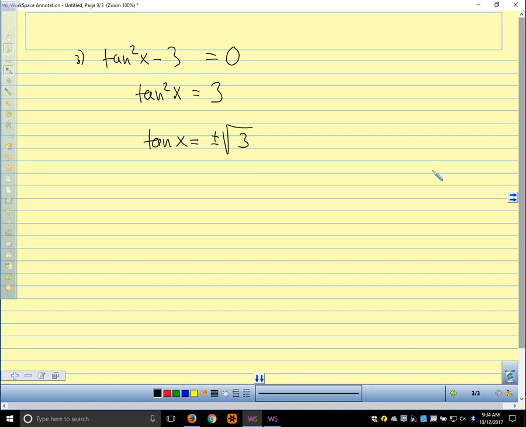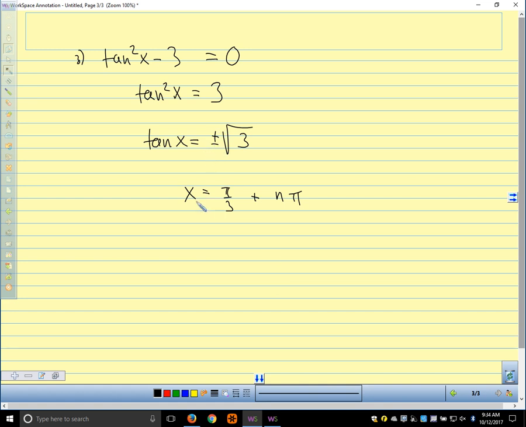So now we have a unit circle problem. We say, where on the unit circle is our tangent equal to plus or minus square root of 3? Pi over 3. And because the period of the tangent function is pi units, tangent repeats every pi units, we're going to say plus n pi. And we have a plus or minus square root of 3.